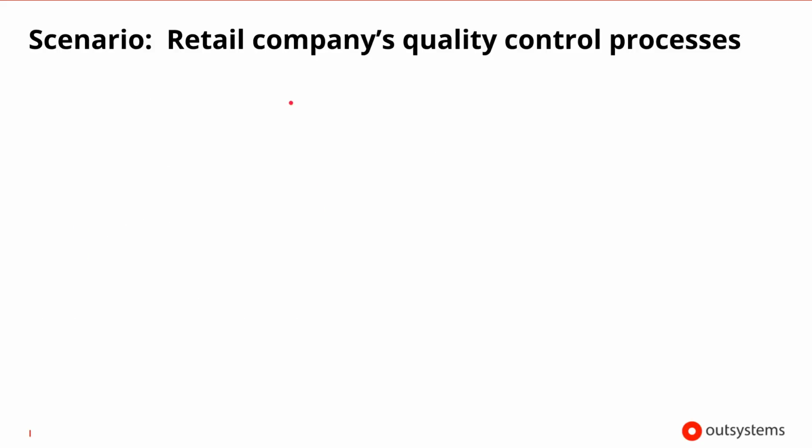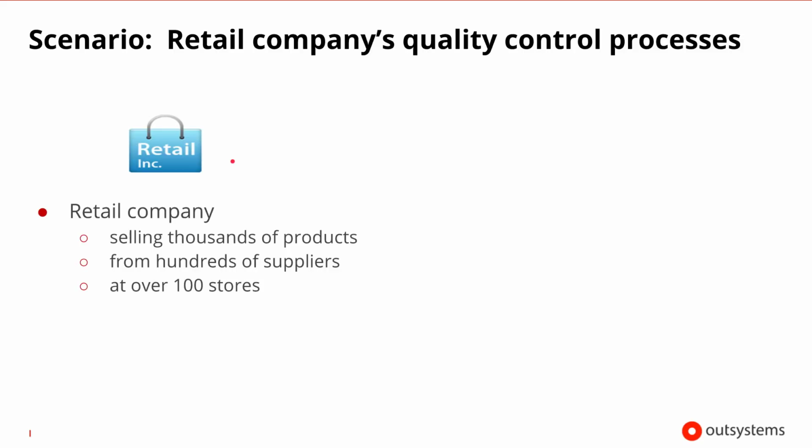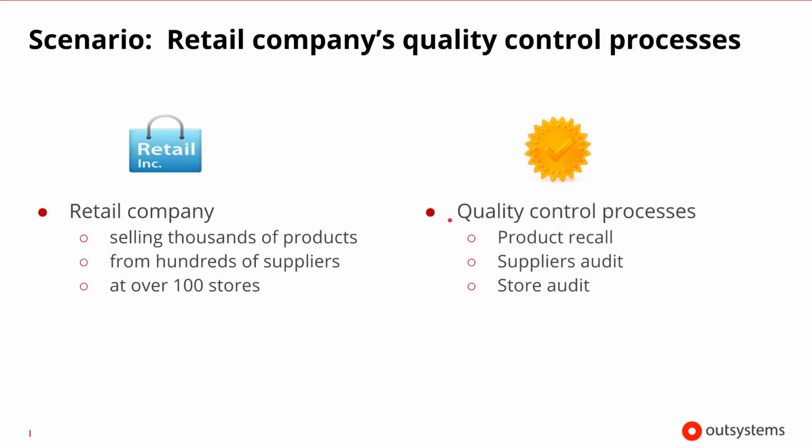We'll start by looking at the scenario, which is a retail company which has a number of quality control processes. So Retail Inc., the company that we're looking at, sells thousands of products from hundreds of different suppliers at over 100 stores. The company has a number of different quality control processes, including how to do product recalls, and then how to audit suppliers to make sure that the quality of the products coming in is good, and how to actually audit the stores to make sure that they're handling the products well and that everything as far as processes and people are going well.